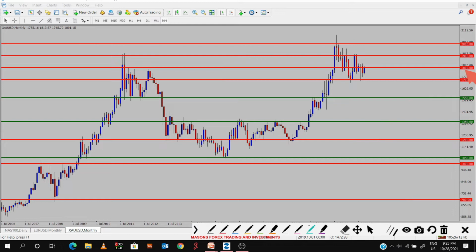Let's look at the 1800 level. We have resistance. The price pushes to the level, R for resistance, and moves away. Pushes again, resistance, and then finally it pushes again into the level. So you can see we have multiple resistance at the 1800 level.